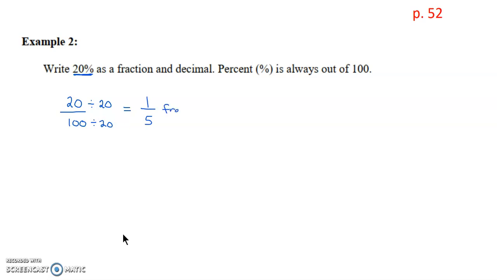So our fraction is completed, and now we need to convert 20% to a decimal. Once we have a fraction, we can use the division of numerator divided by denominator to get us to a decimal, 0.2. We could also have used the initial fraction, 20 divided by 100. We could take the percentage and divide by 100, and we're still, of course, going to get the same answer. So as a fraction, 20% is 1/5, and as a decimal, 20% is 0.2.